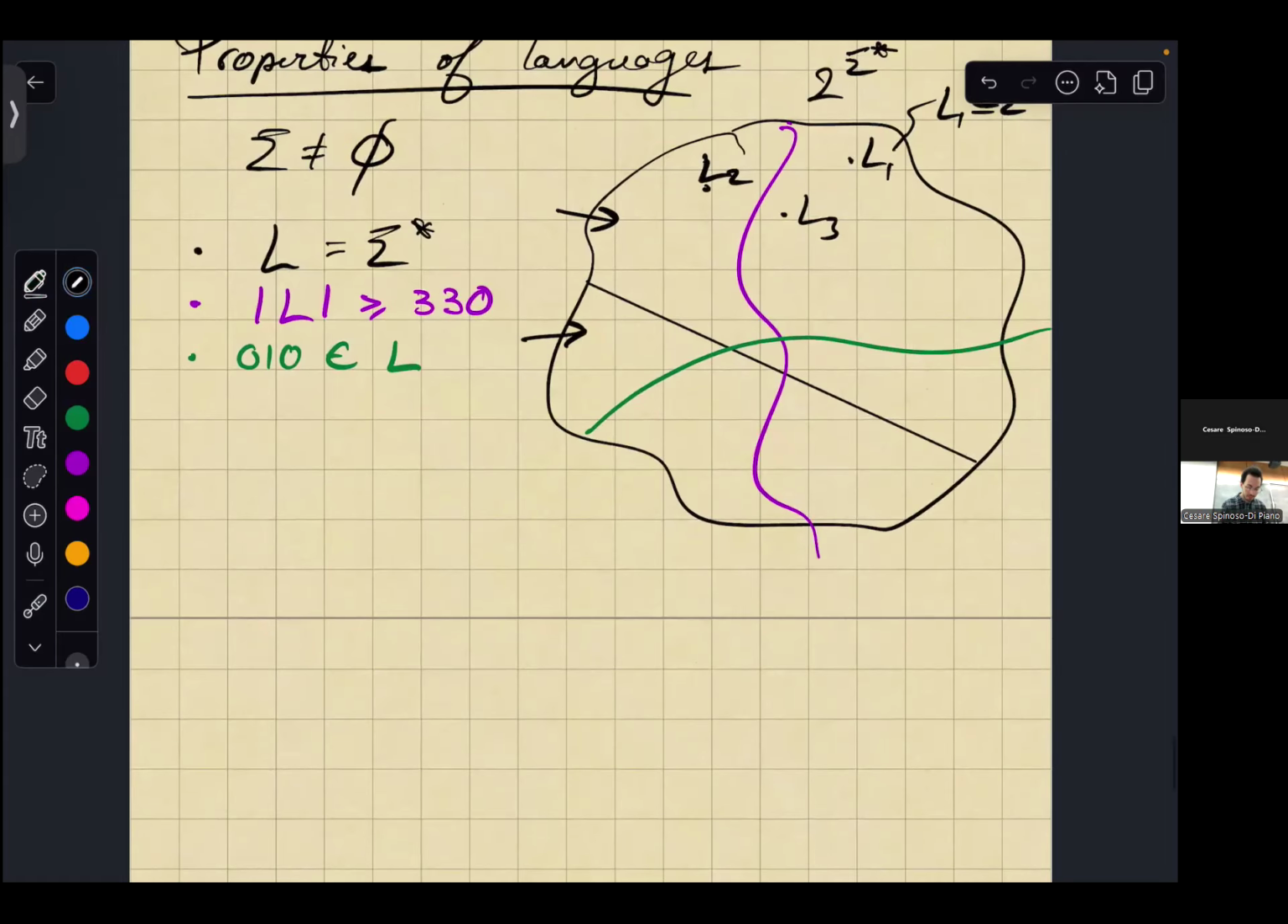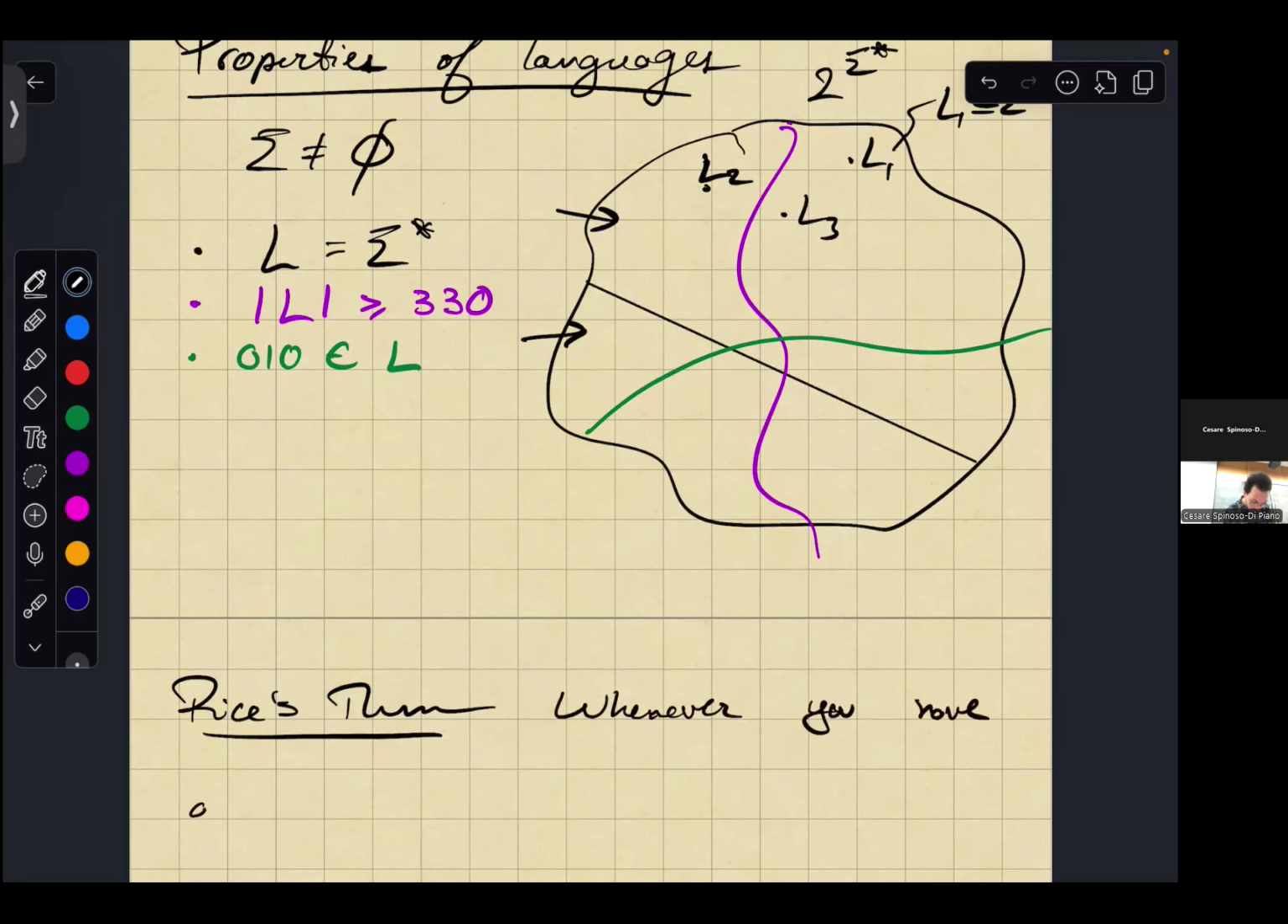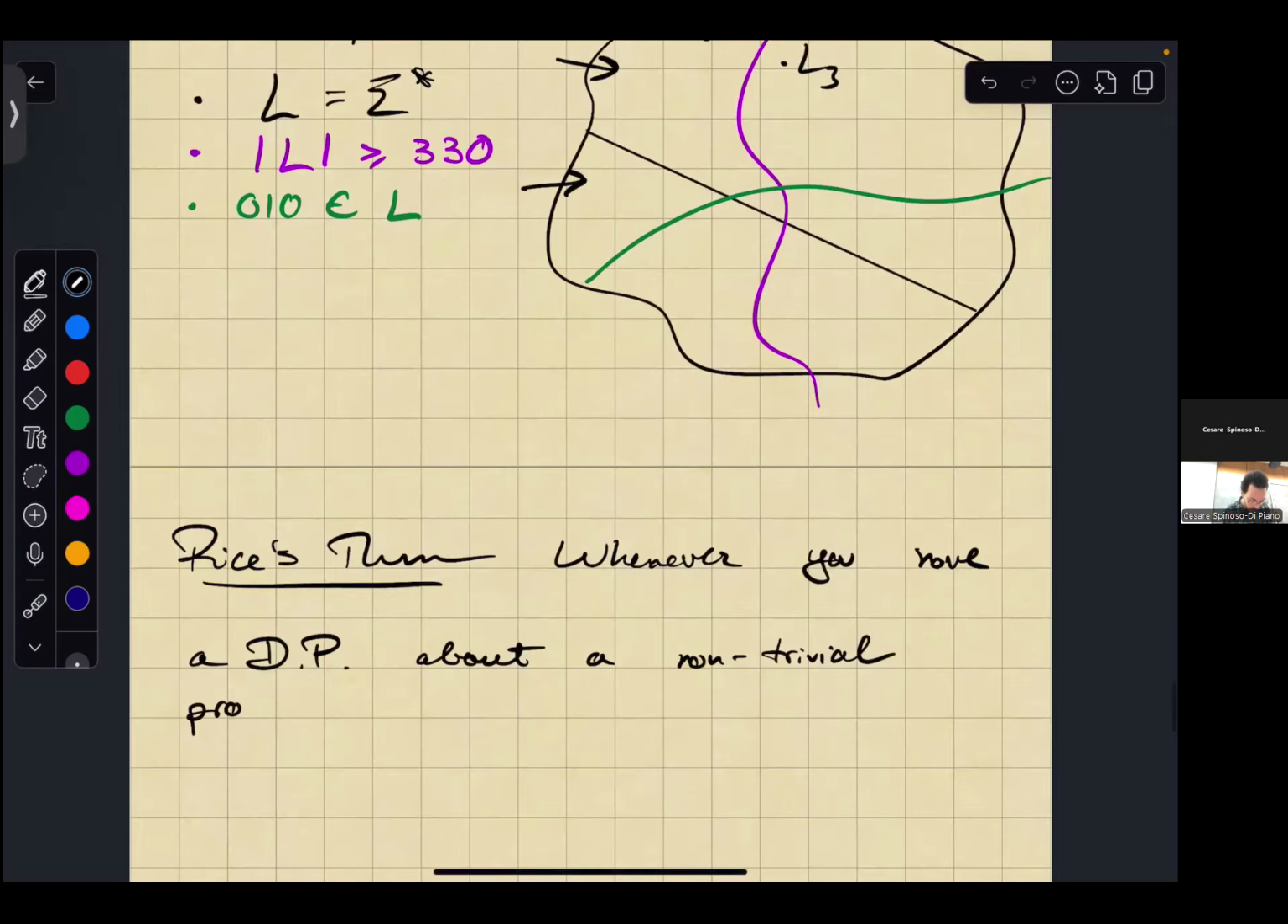And so what Rice's theorem says is, whenever you have a decision problem about a non-trivial property of a language, I'll define non-trivial in a second, that decision problem, where DP is for decision problem, is undecidable.